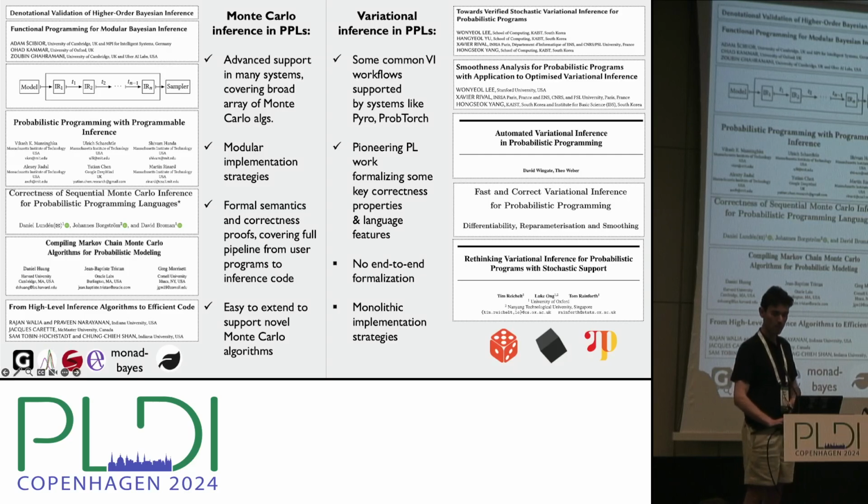In contrast, although there are some great systems supporting common variational inference workflows and some great pioneering PL work addressing key aspects of the semantics and correctness of variational inference, variational inference lacks an end-to-end formalization, and variational inference features tend to be less modular, with complex implementations that interleave many concerns.